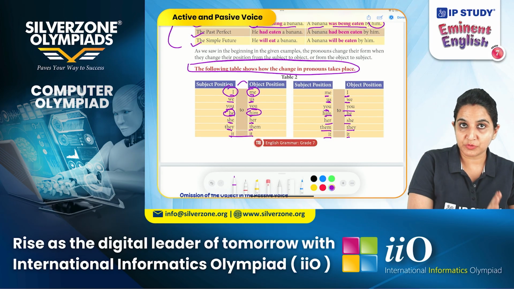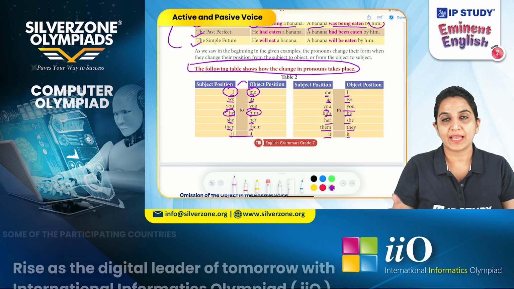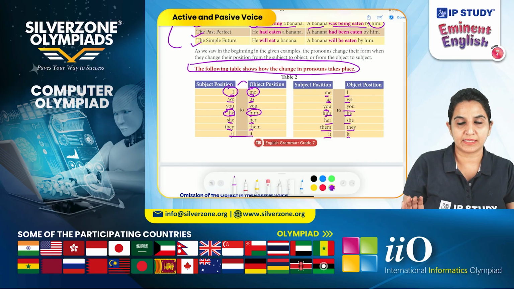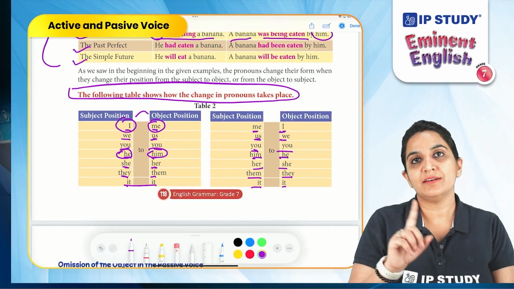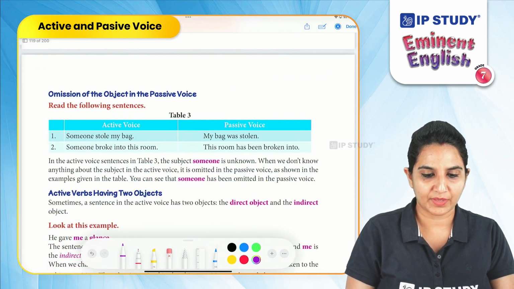So the object becomes the subject in the passive voice. In the passive voice, we always place by before the agent in the sentence, and we always change the tenses. We change the form of the verb as well.